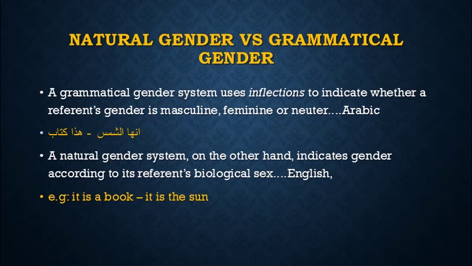The word sun, in Arabic, is هذه شمس. So this is feminine. هذه only refers to feminine objects, feminine things in Arabic. However, in English, the real gender state of sun is it, because it is really inanimate. So this is the natural gender.